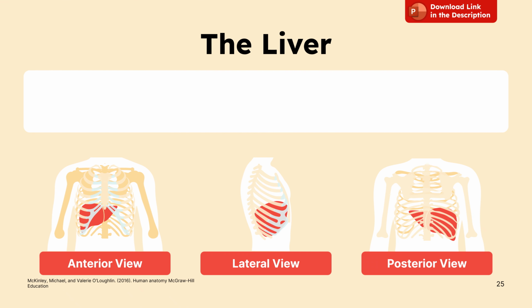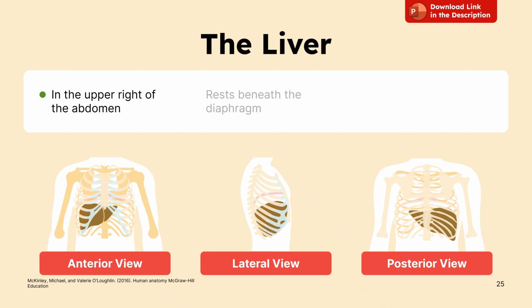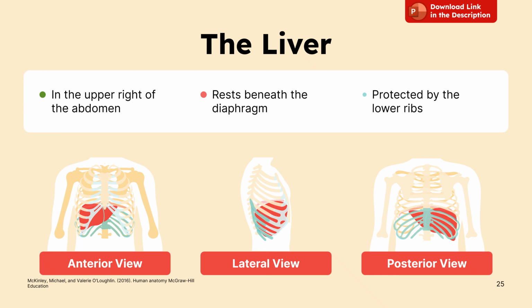The liver occupies a prime location in the upper right quadrant of the abdomen. It rests beneath the diaphragm, the muscular sheath separating the chest and abdominal cavities. Protected by the lower ribs, it sits superior to the stomach, intestines, and right kidney.